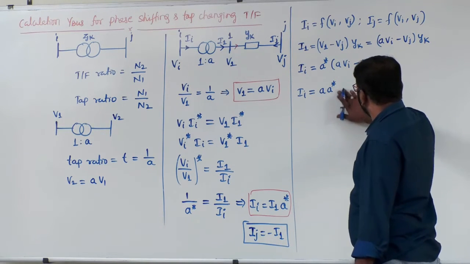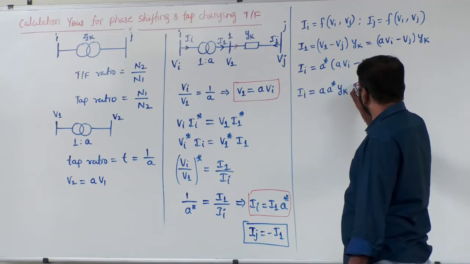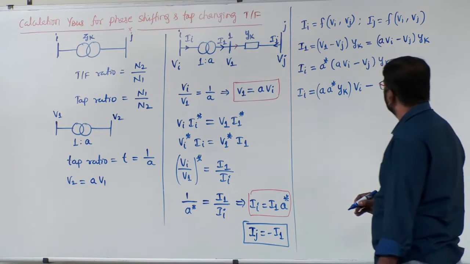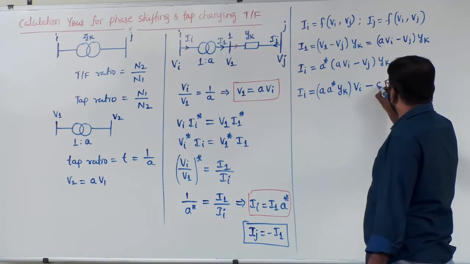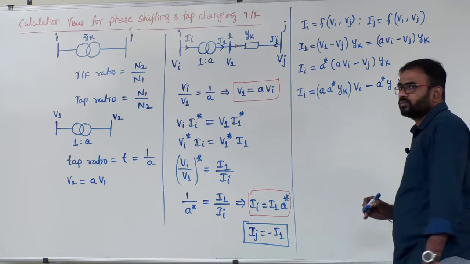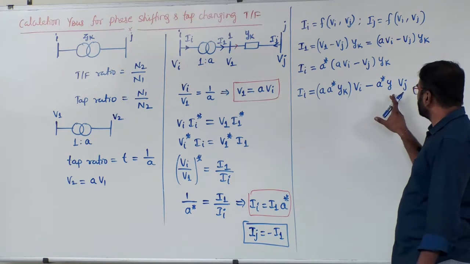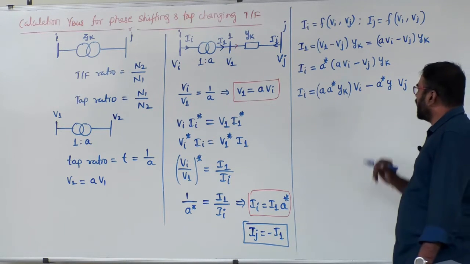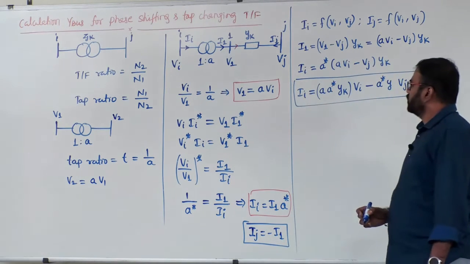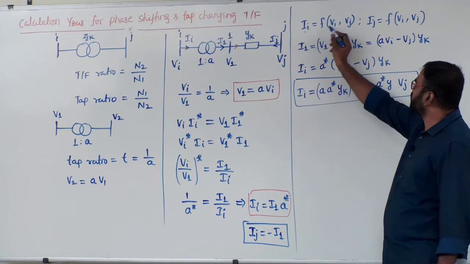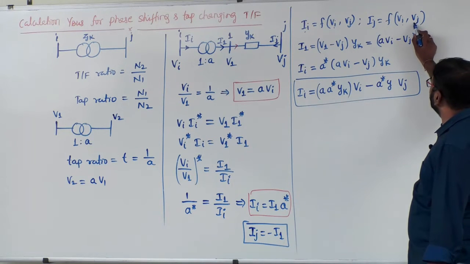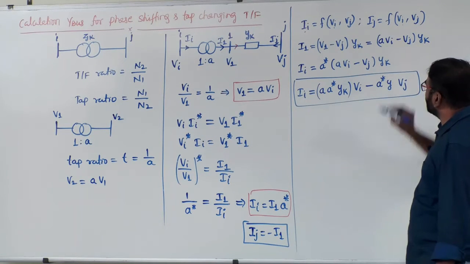Sorry, one more term: A into A conjugate into Yk into Vi. Clear? Minus A conjugate into Yk times Vj. Clear? A conjugate into Yk times Vj. Now, this is one expression in terms of Vi and Vj. Just now we discussed, I need to write Ii as a function of Vi and Vj. Similarly, I need to write Ij as a function of Vi and Vj. Clear? So, that's what we are going to define now.